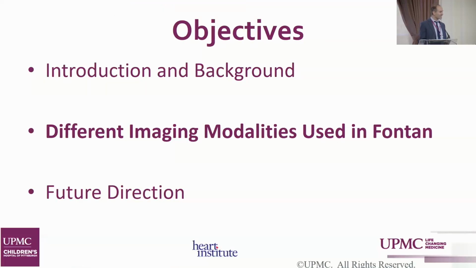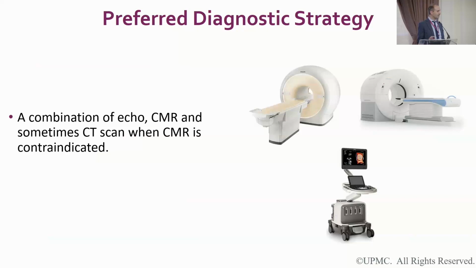So that takes us to imaging. We'll look at different imaging modalities used in Fontan next. In terms of the preferred diagnostic strategy, there's really no one strategy that works for every patient, but we typically use a combination of echo, cardiac MRI, and sometimes CT scan when cardiac MRI is contraindicated.